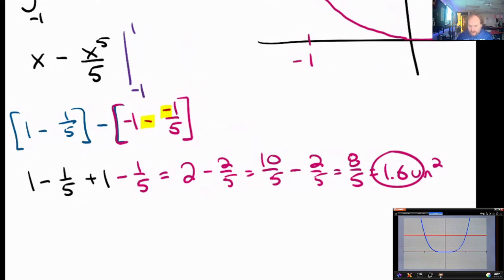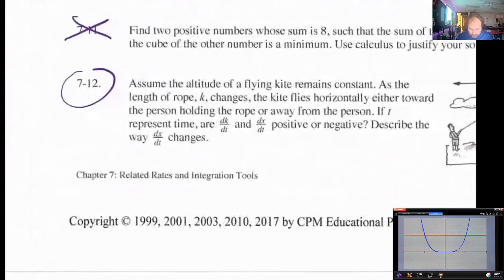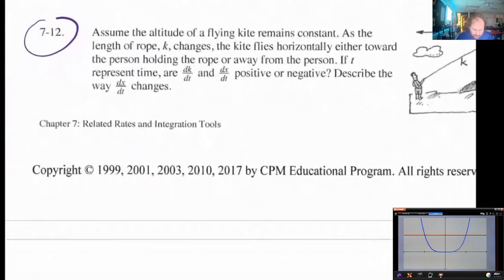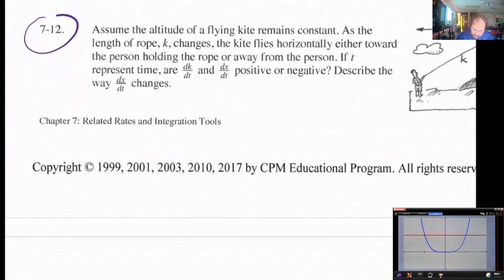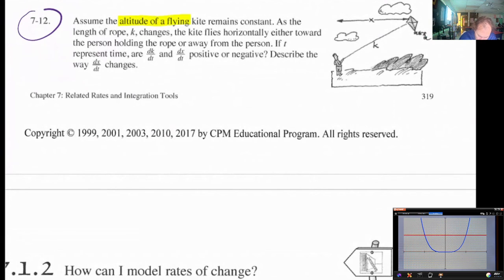Okay, and the last question we've got to look at, and then we're coming on 30 minutes here, which is quite long for one of these, but it's the only one you have over the spring break. So 7.12: assume the altitude of a flying kite remains constant. On this picture, the altitude is constant, so there is going to be no change on the vertical end of this thing. As the length of the rope k changes, the kite flies horizontally, either toward the person or away from the person. If t represents time, are dk/dt and dx/dt positive or negative?